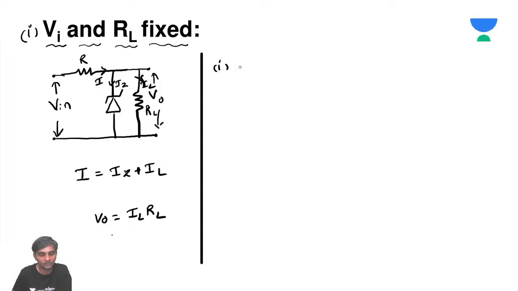In this case 1, if V is less than VZ, for any voltage which is less than VZ, this Zener diode is going to be off.